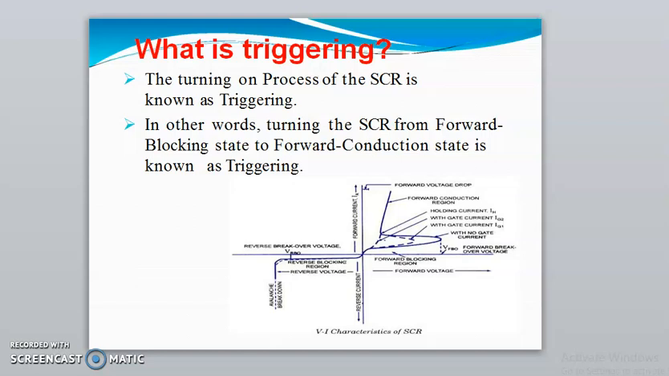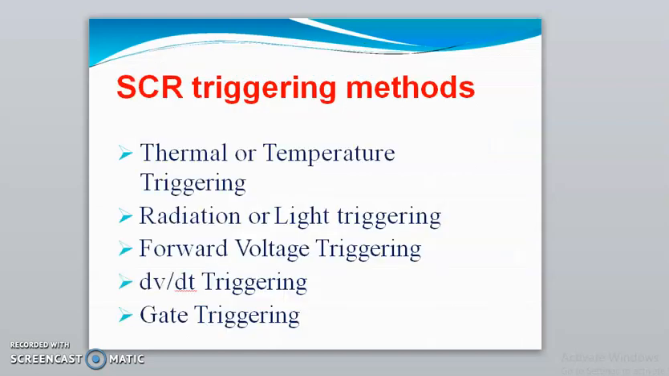When the SCR switches from off state to on state, the moment it is turned on, then we say that the SCR is triggered or the SCR is fired. In other words, I can also say that turning the SCR from forward blocking state to forward conduction state is nothing but the triggering or firing.